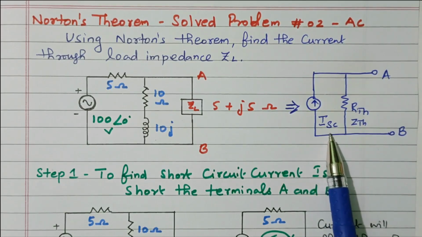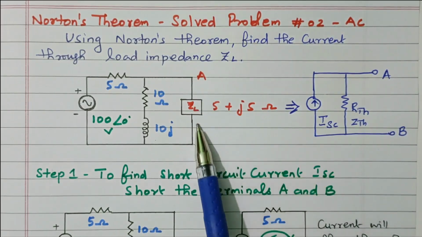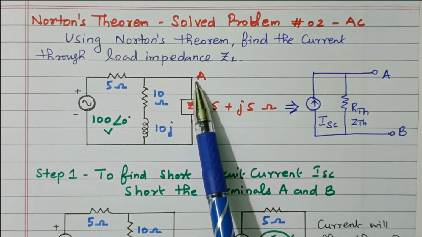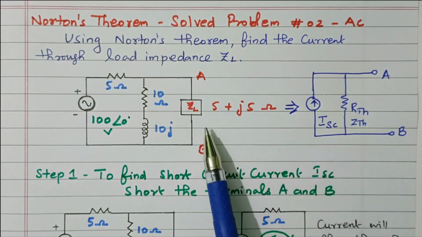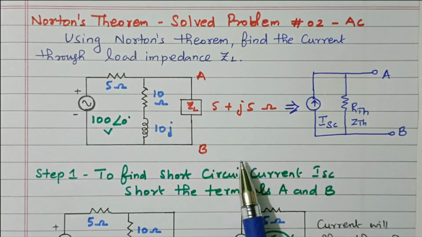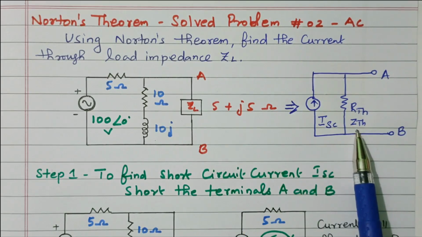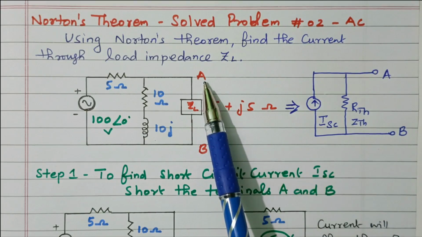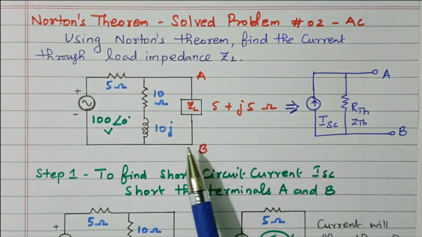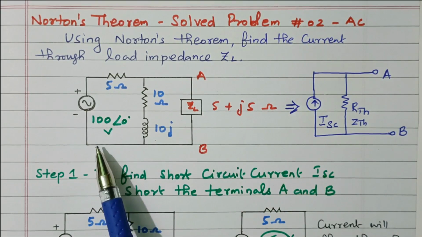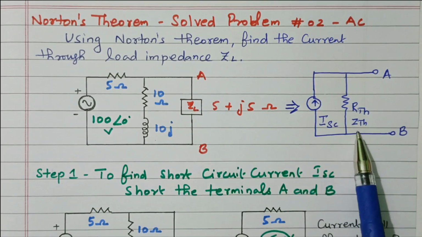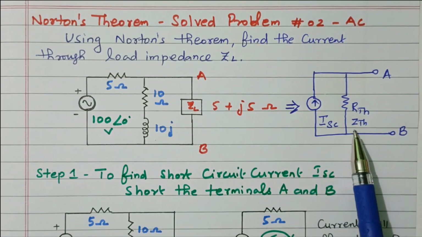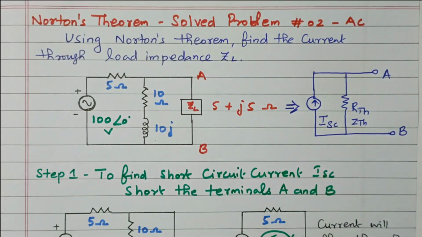This ISC is nothing but the short circuit current, where the load terminals are short circuited and the current flowing through the load terminal is calculated, that is ISC. ISC is the short circuit current by short circuiting the load terminal AB. This ZTh is nothing but the Thevenin impedance across A and B when all the sources are removed. Current and voltage sources should be removed and the equivalent impedance across AB is nothing but ZTh. So we need to find the short circuit current and the Thevenin impedance. First we will find the short circuit current.